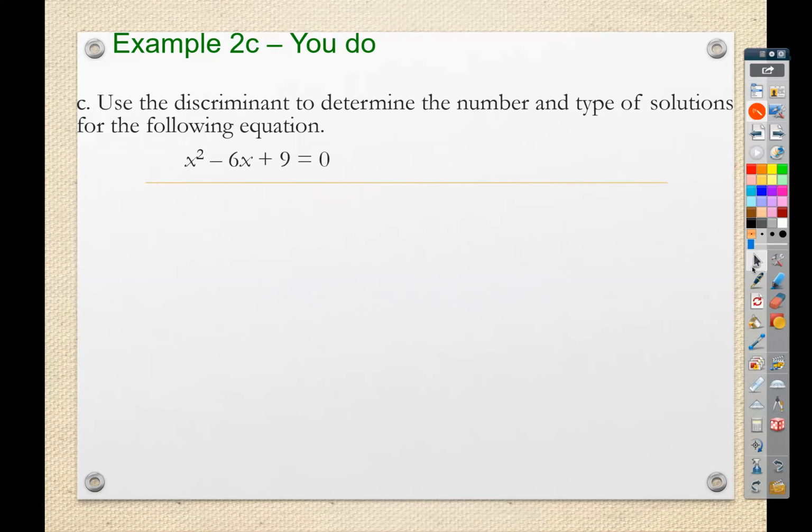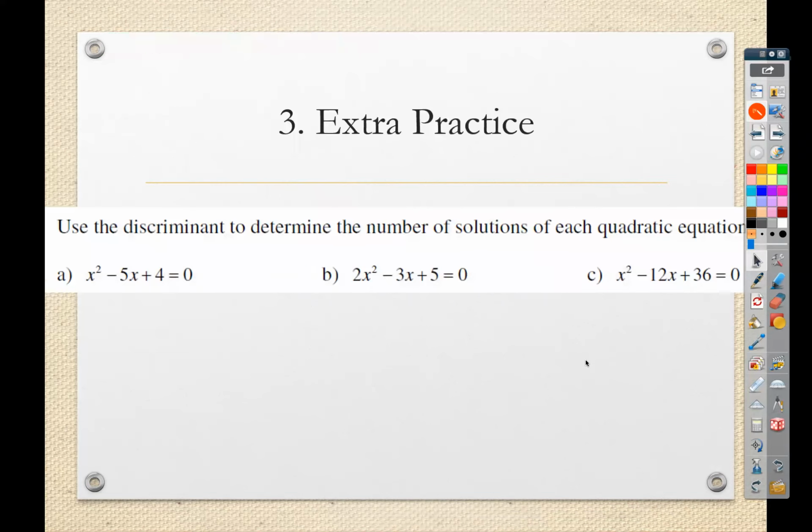Okay, so you go ahead and try this one. Pause the video. And your discriminant should have been 0, so you would have gotten that there was 1 real solution. All right, here's some extra practice for you. You're going to use the discriminant to determine the number of solutions. And those should have been your answers.